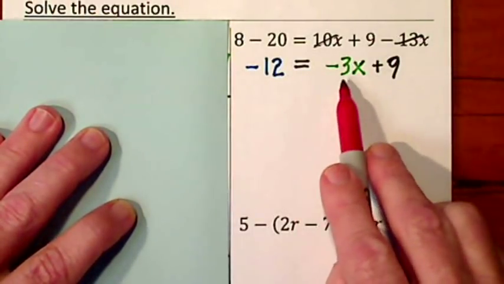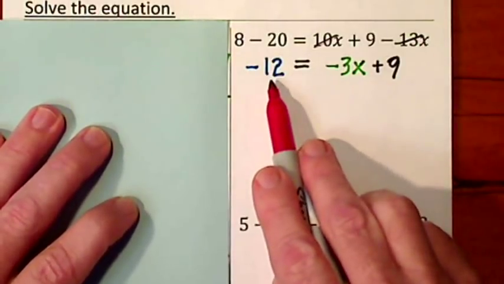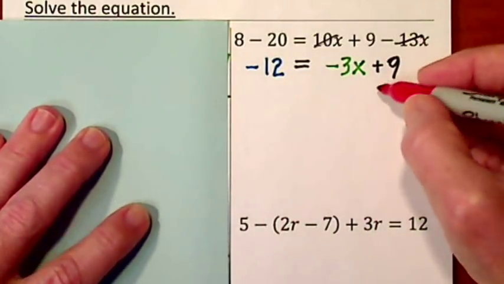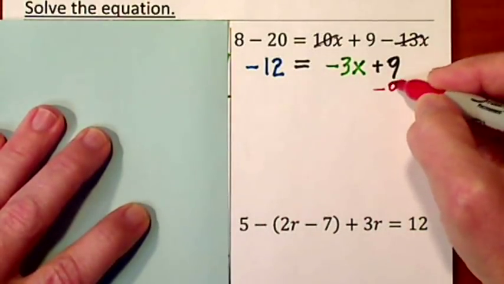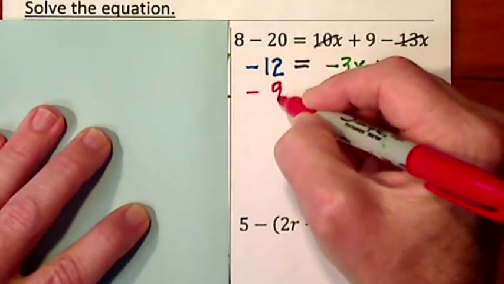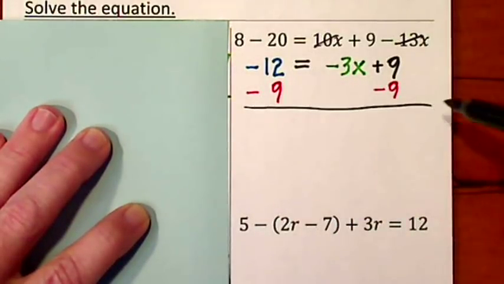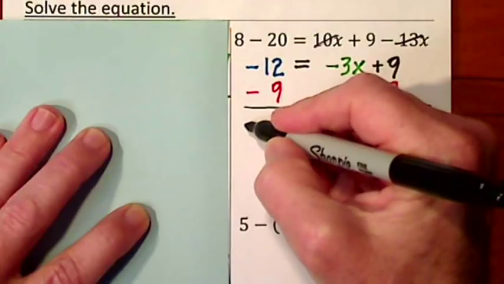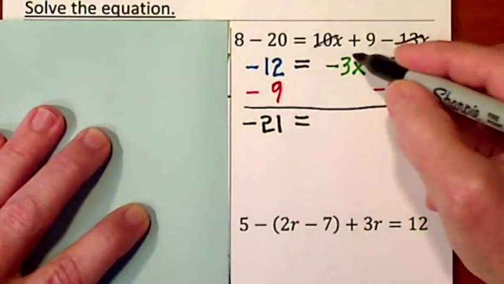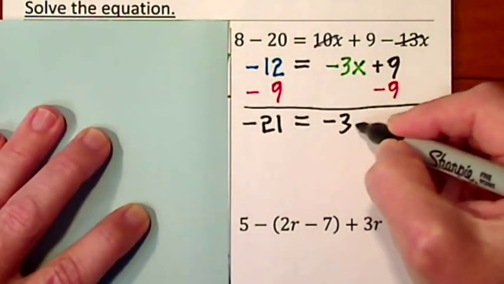It'd be kind of a waste of time to get rid of the -3x because I just have a term over here with no variable. So I'll get rid of the 9. So I'll put a -9 underneath. Come over here, put down a -9. This gives us -21. Bring down the equal sign. And that's a 0. I don't have to write it. Just bring down the -3x.